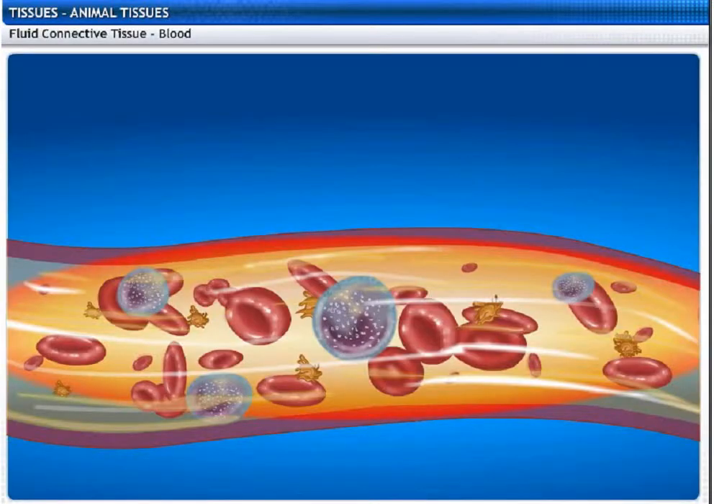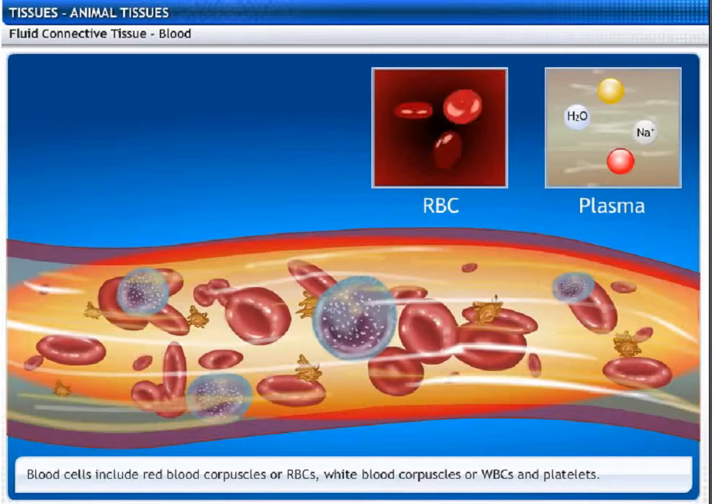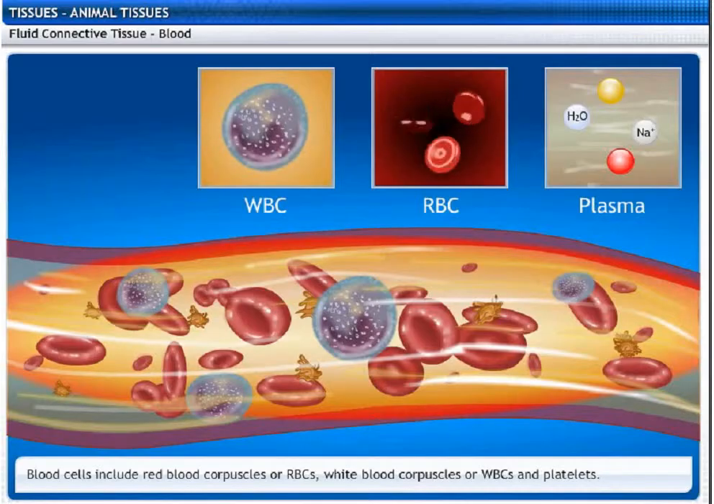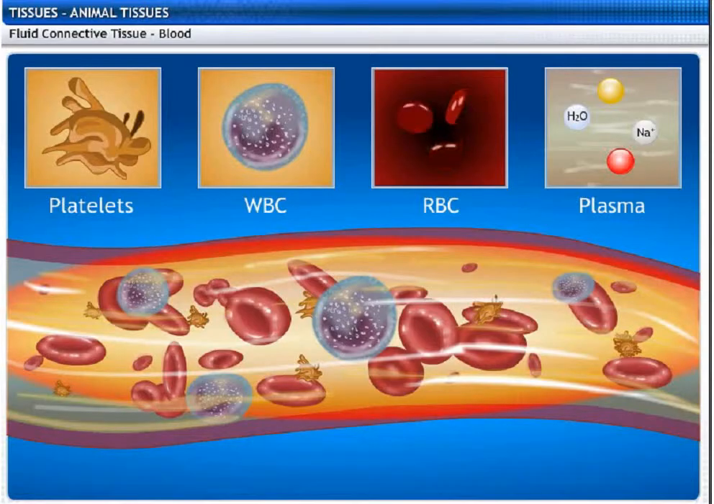Blood is a type of fluid connective tissue. Blood has a straw-colored liquid part called plasma, which contains water, proteins, salts, and hormones. Blood cells suspended in the plasma include red blood corpuscles or RBCs, white blood corpuscles or WBCs, and platelets. Blood flows within blood vessels and transports gases, digested food, and hormones to different parts of the body.